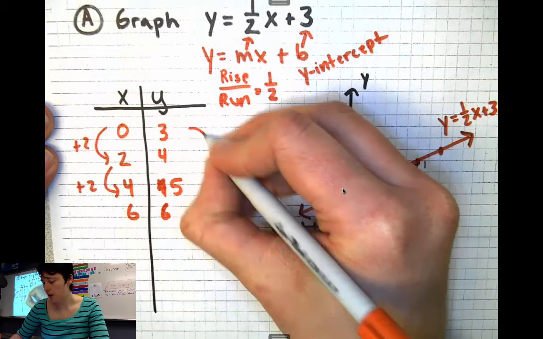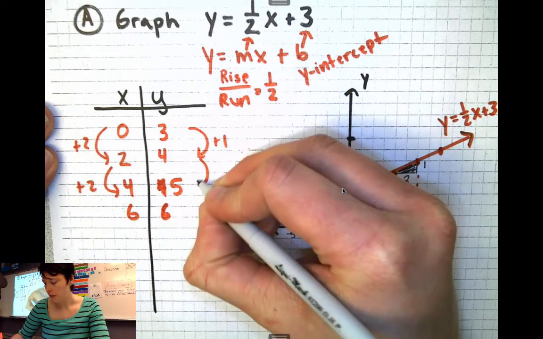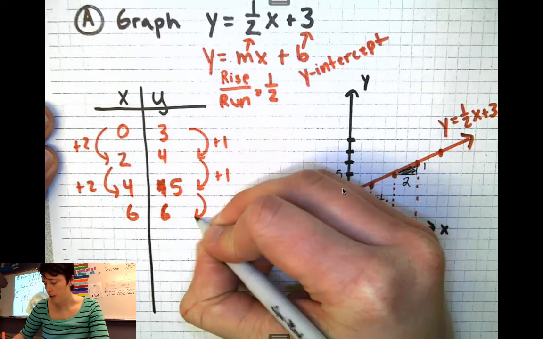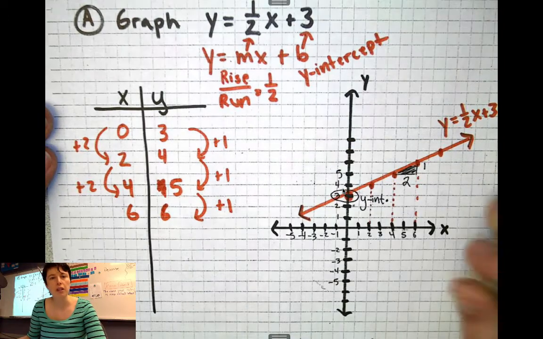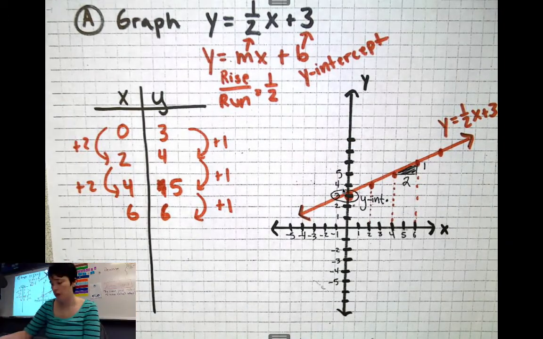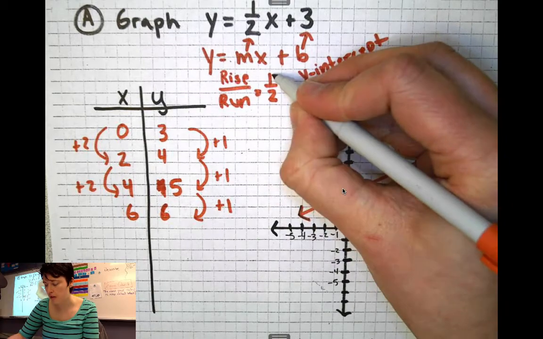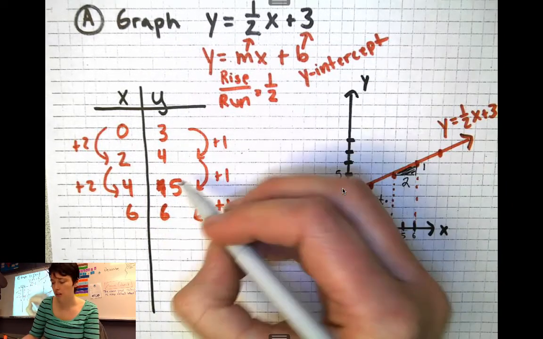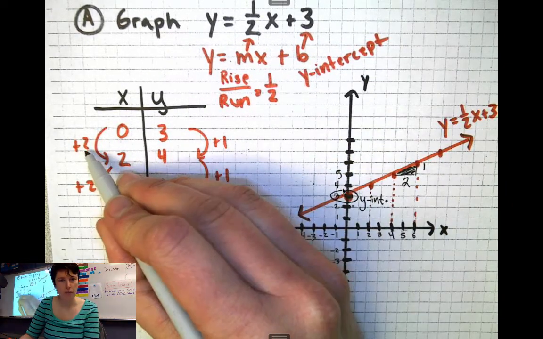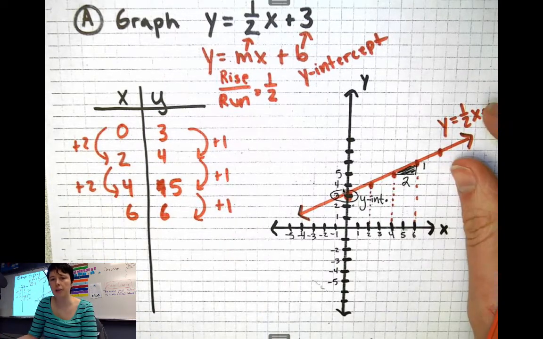And my y's are going up plus 1, plus 1, plus 1. And there's a direct relationship here between that rise and run, that 1 half, up 1 over 2, to my table, up 1 over 2. Lots of connections going on here.